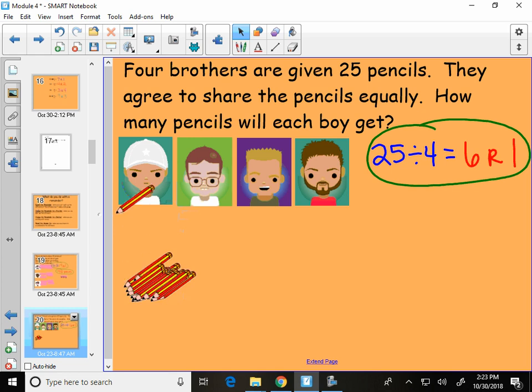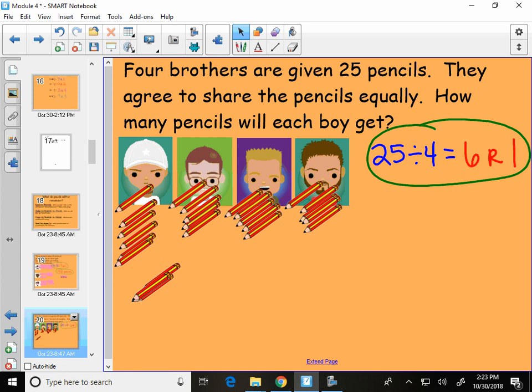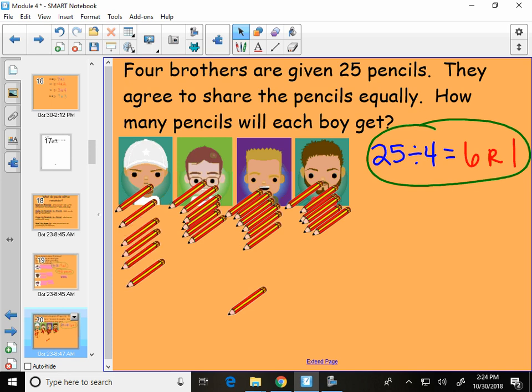I've got 25 pencils. One for you, one for you, one for you, one for you. First brother, second brother, third brother, fourth brother. First brother, second brother, third brother, fourth brother, and here's my one that's left over. And I can see that it is true. Everyone gets 6 remainder 1. See, 1, 2, 3, 4, 5, 6. Each brother gets 6, and there's 1 left over.